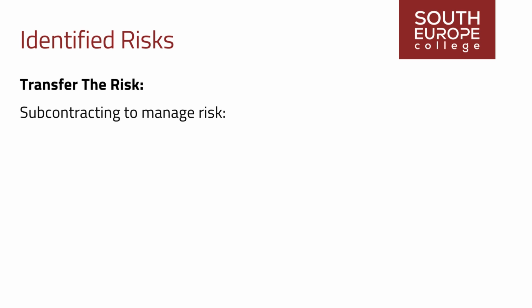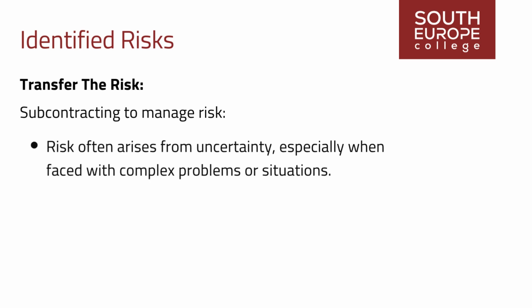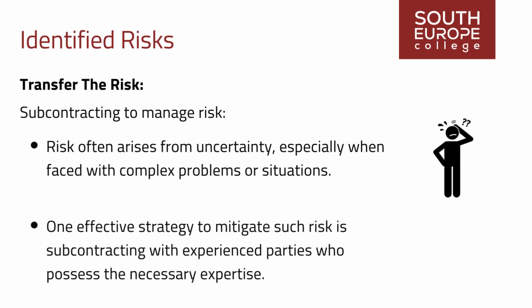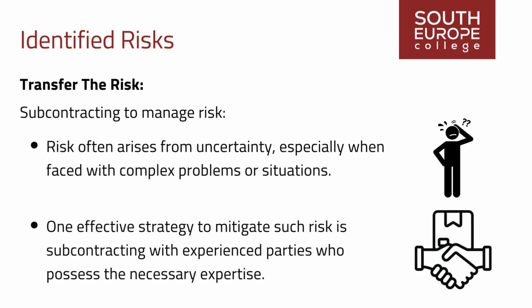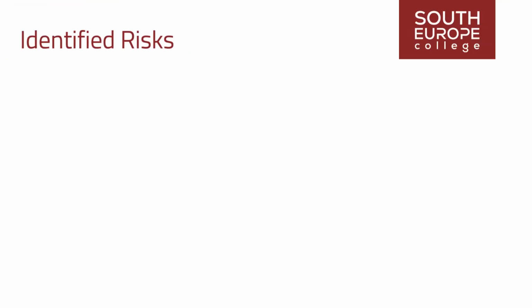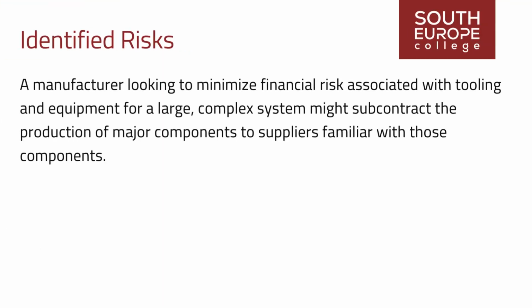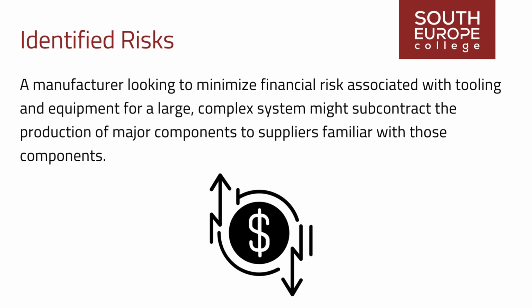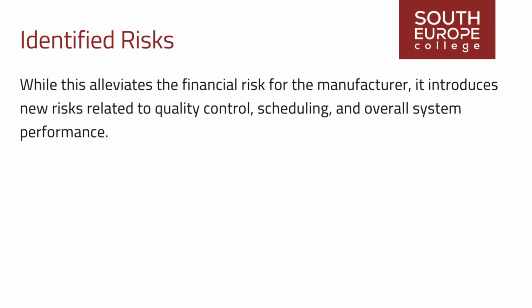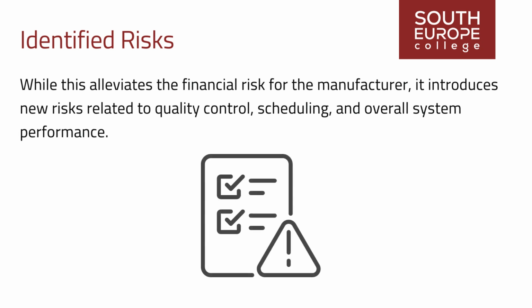Contracting to mitigate risk. Risk often arises from uncertainty, especially when faced with complex problems or situations. One effective strategy to mitigate such risk is subcontracting with experienced parties who possess the necessary expertise. For instance, a manufacturer looking to minimize financial risk associated with tooling and equipment for a large, complex system might subcontract the production of major components to suppliers familiar with those components. While this alleviates the financial risk for the manufacturer, it introduces new risks related to quality control, scheduling, and overall system performance.